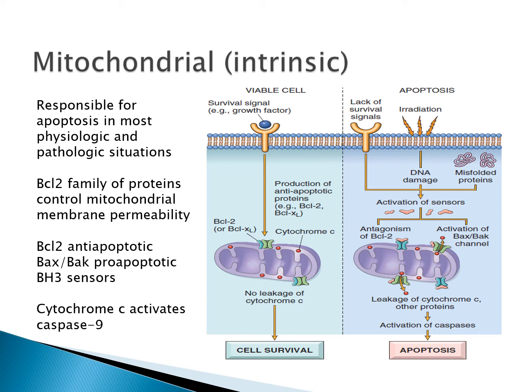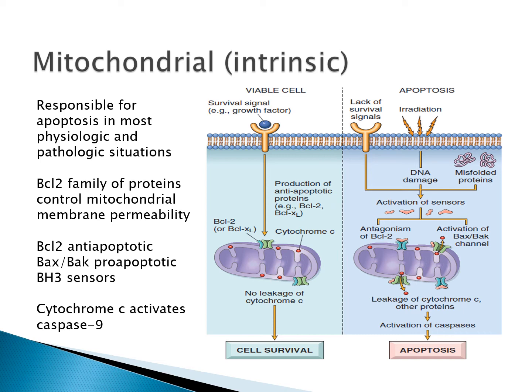What keeps this cytochrome C inside the mitochondria is the action of BCL2. We call BCL2 itself an anti-apoptotic protein, the BCL2 and the BCLX. There is another group of the BCL2 family which we call BAX and BAK. BAX and BAK we call pro-apoptotic, meaning they stimulate apoptosis. Anti-apoptotic means they prevent apoptosis. And we have a group of proteins in the cytoplasm, the BH3 proteins, which we call sensors.